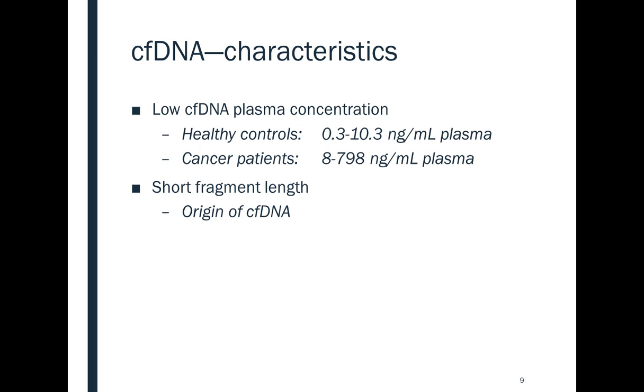Cell-free DNA has a short fragment length, which directly depends on the origin of the DNA. As I mentioned before, cell-free DNA released from apoptotic cells shows a mean fragment size of around 166 base pairs due to enzymatic cleavage. Cell-free DNA from necrotic cells is often large, over 1,000 base pairs. Actively released cell-free DNA shows a mean fragment length around 150 and 200 base pairs.